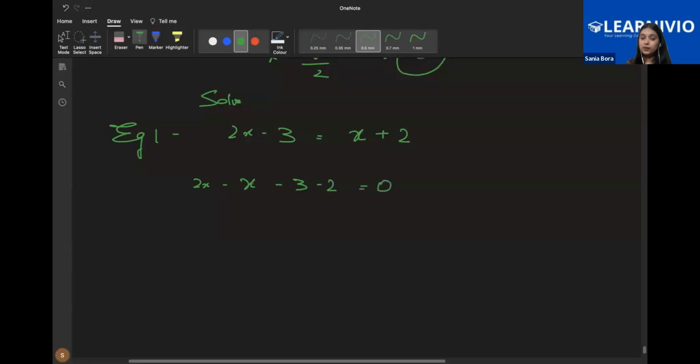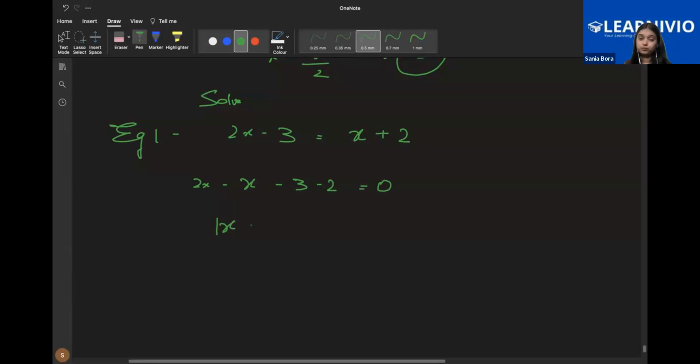So from 2x, if you subtract 1x, what would be left? You had 2 apples. I took 1 apple. How many apples are left now? 1. So only x is left, right? Or you can write 1x. It's your choice. And then this minus 3 and minus 2.